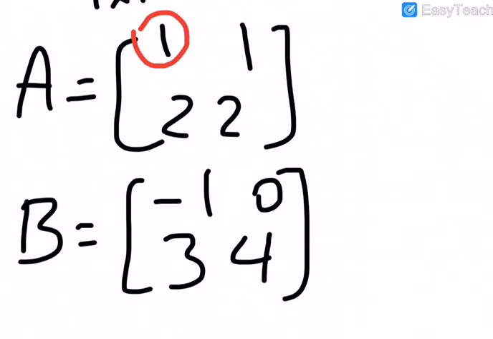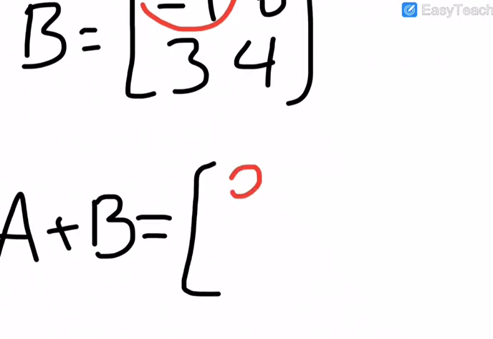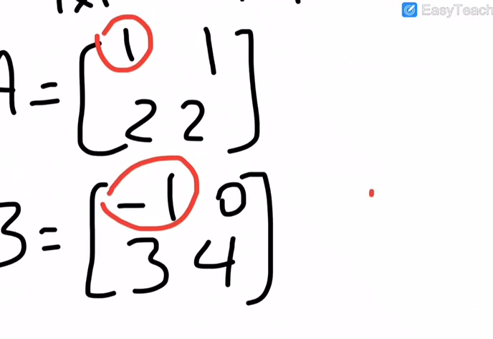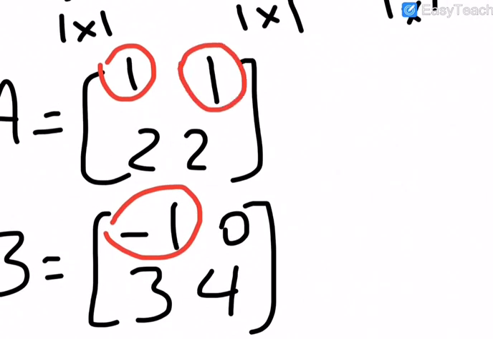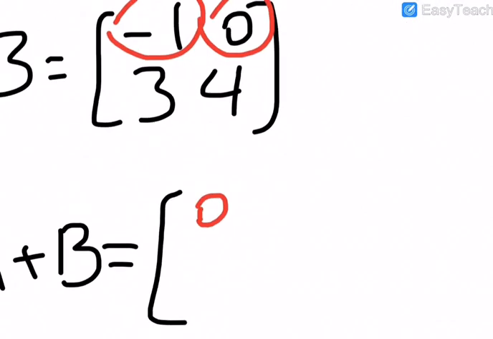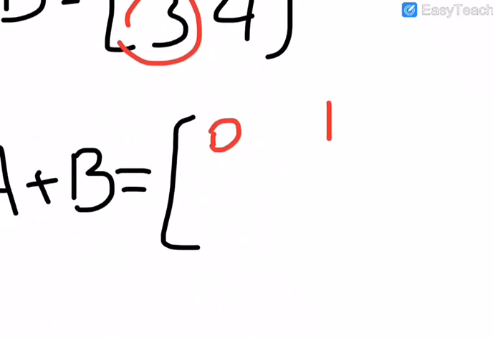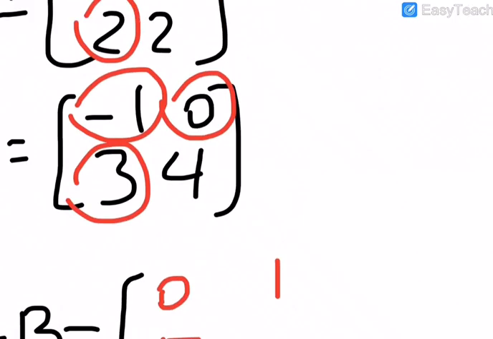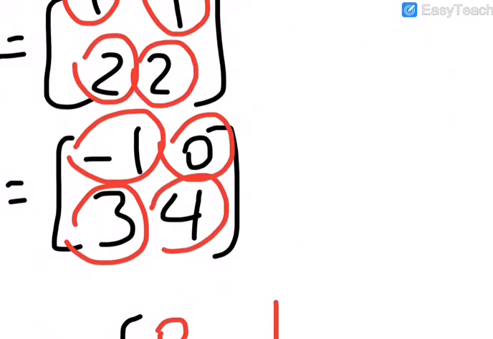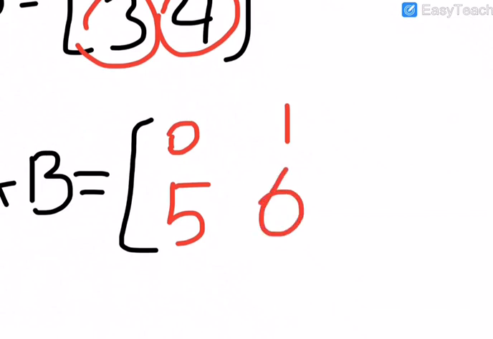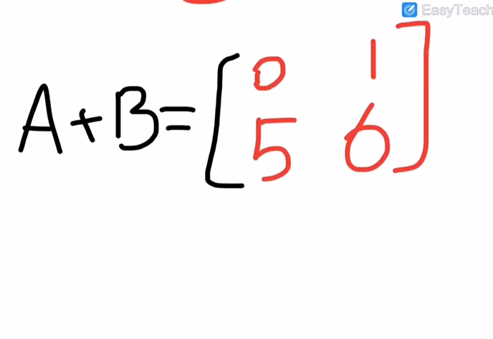Like I take the 1, 1 element of A with the 1, 1 element of the matrix B, and I sum them up. It's 0. I take the 1, 2 element of matrix A and the 1, 2 element of B and sum them up. It would be 1. And then here I take 2 with 3, it's going to be 5. And then we take 2 with 4 and sum them up. It's 6. Right? So the definition for A plus B is possible.